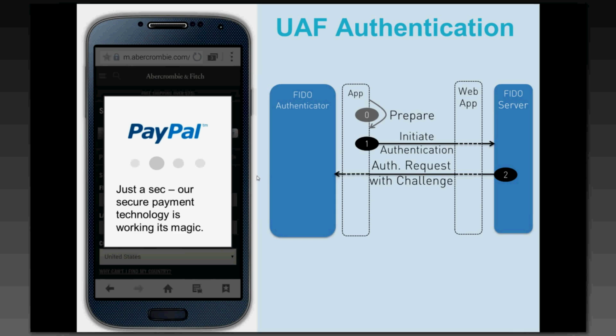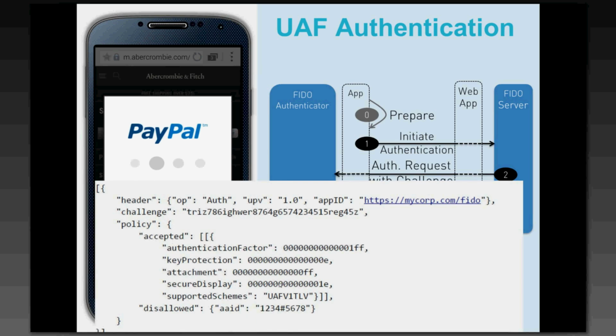The PayPal application receives that authentication request, which essentially looks like this. It has a header, contains a challenge, and a policy, like essentially I accept all authenticators, authentication factors, which is the fingerprint, the face recognition, the user verification method, all key protection methods. It could be embedded into the phone or could be an external authenticator. It might have a secure display or might not have it, don't really care. But there's one authenticator model which is explicitly disallowed.